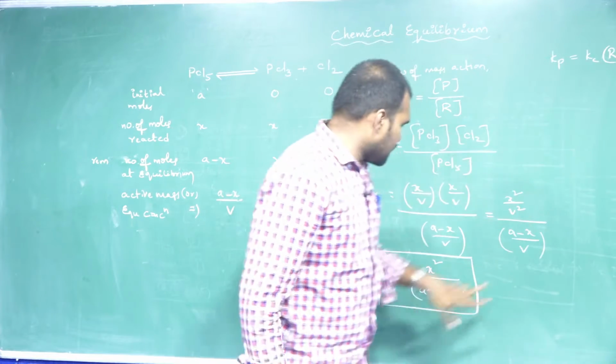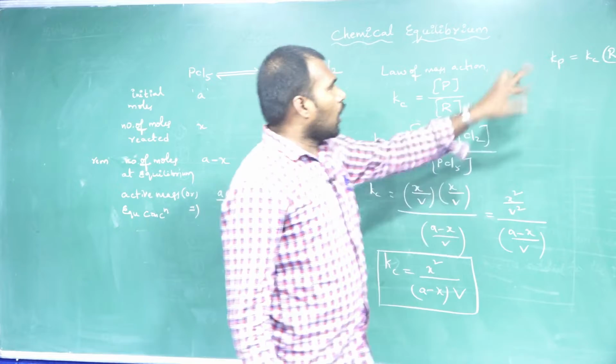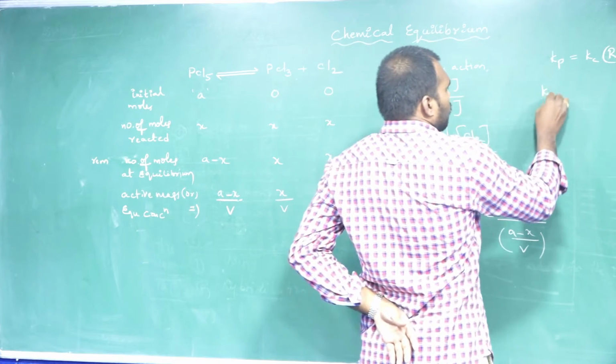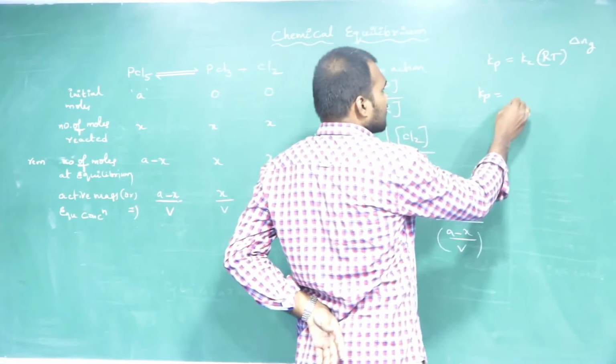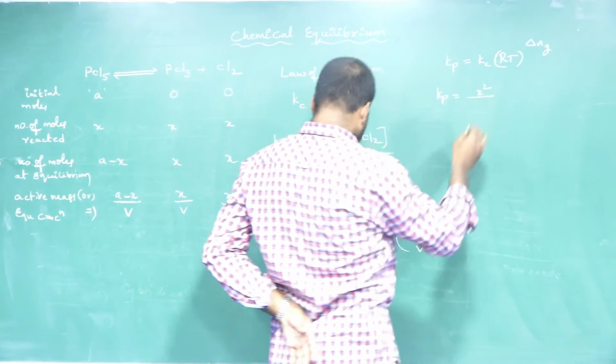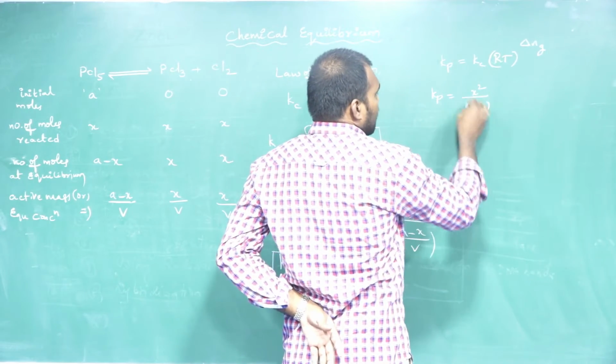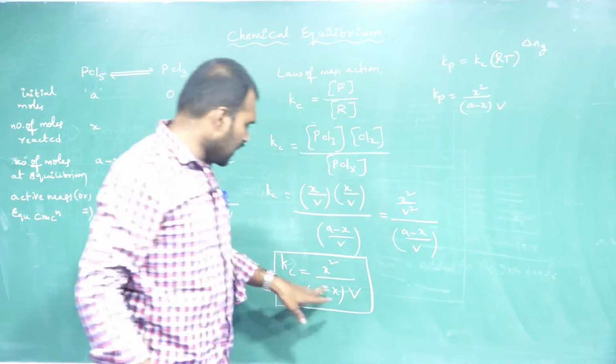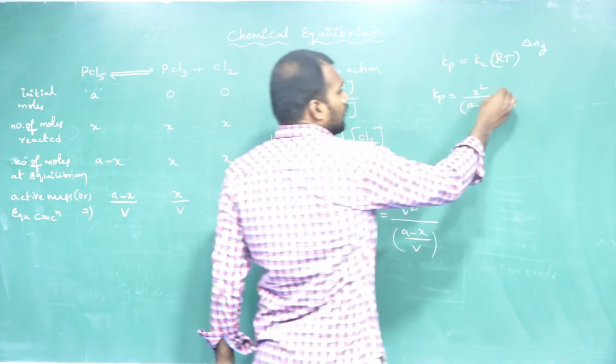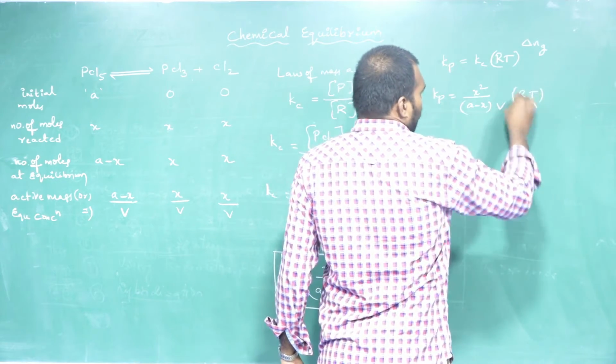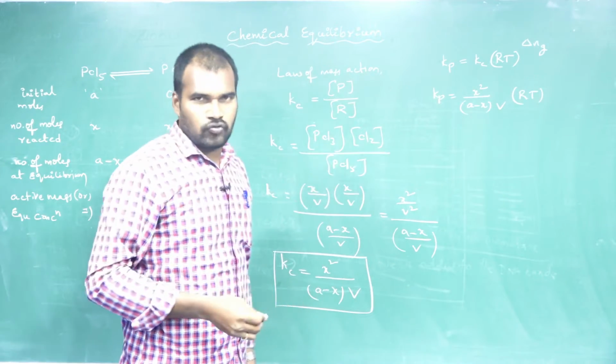So already we know the Kc value. Now Kp is equal to Kc. What is the Kc value? X square by (A minus X) into V, into RT to the power of delta Ng. What is the delta Ng value?